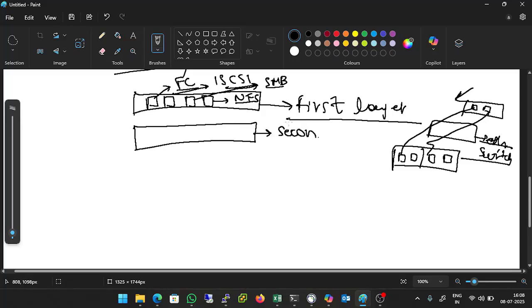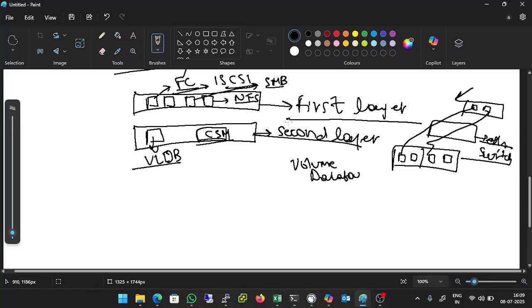This is basically your second layer. What exactly happens in the second layer is, the second layer consists of one VLDB, okay, and after that it consists of CSM. What exactly is the VLDB? VLDB is basically your volume database, okay. This is your volume database, and CSM is your cluster session manager.